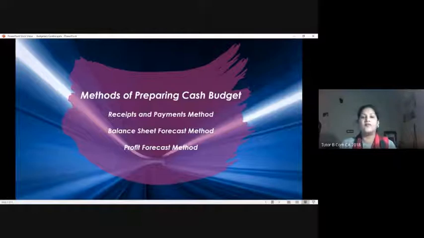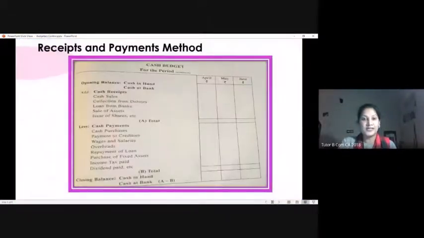So we will look into the format of the receipts and payments method. As I said, this is the format of a cash budget for 3 months, for a quarter. As you can see in the format, it covers the months of April, May, and June. It's a pre-planned budget for the next coming 3 months.